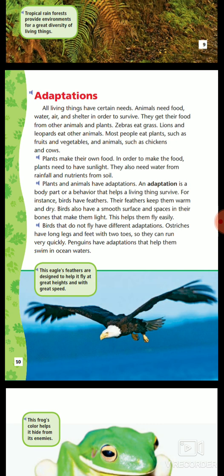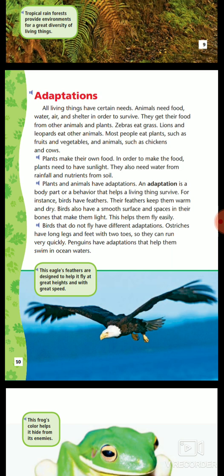For instance, birds have feathers. Their feathers keep them warm and dry. Birds also have a smooth surface and spaces in their bones that make them light. This helps them fly easily.